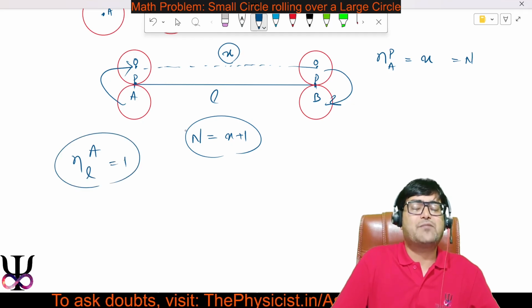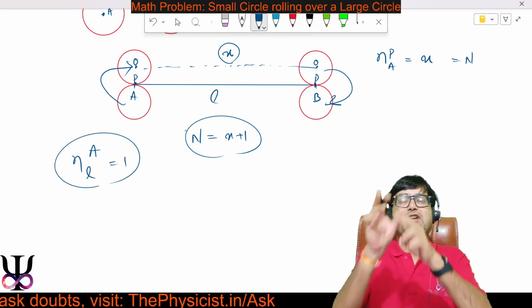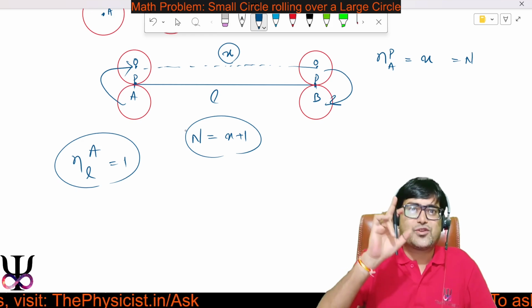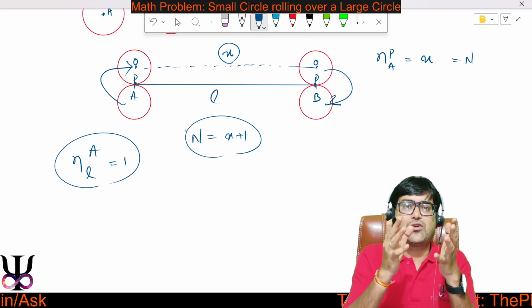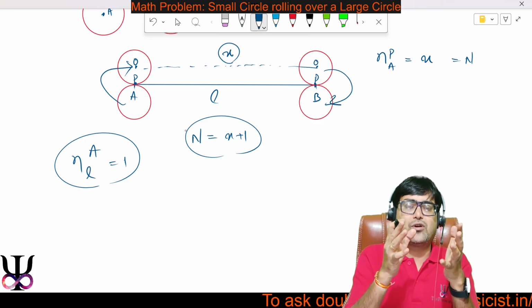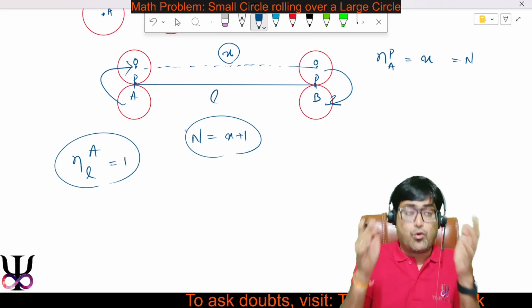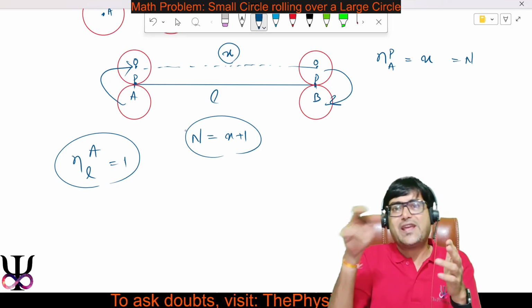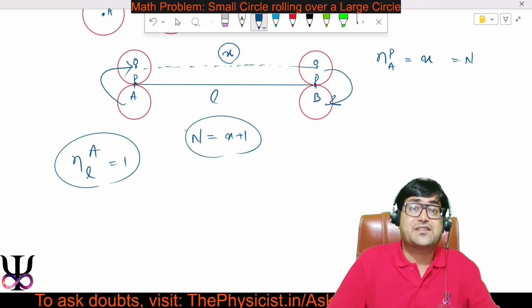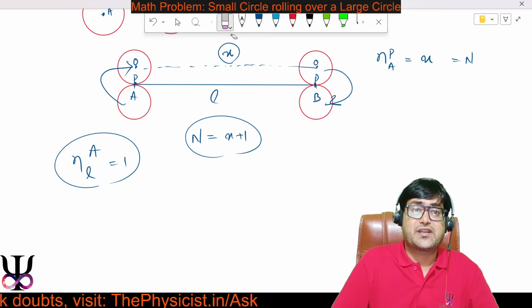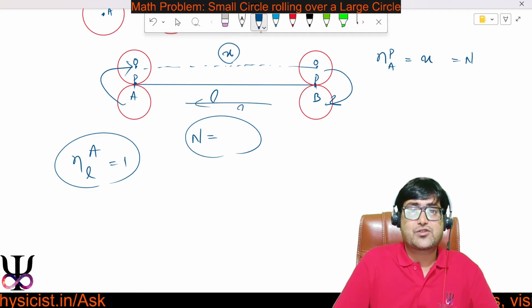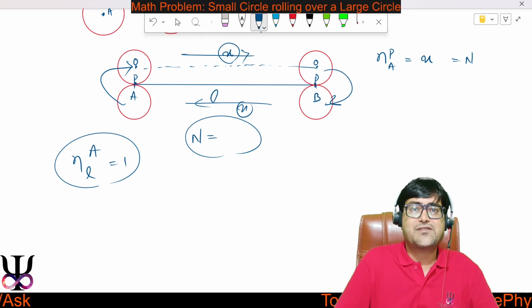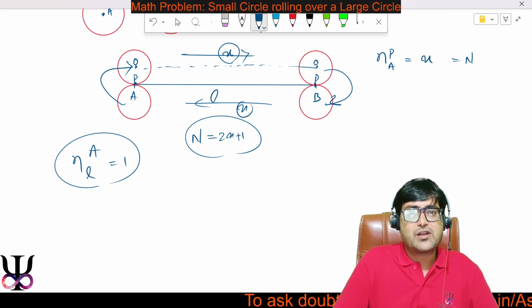Why? Because the circle has finished one revolution overall. Like as a circle, it has moved around one time. But while rolling, it has moved, so it's not x. My mistake. It's going to be 2x. Why? Because x here and then backwards also x. Forward x, backward x. So 2x plus 1.